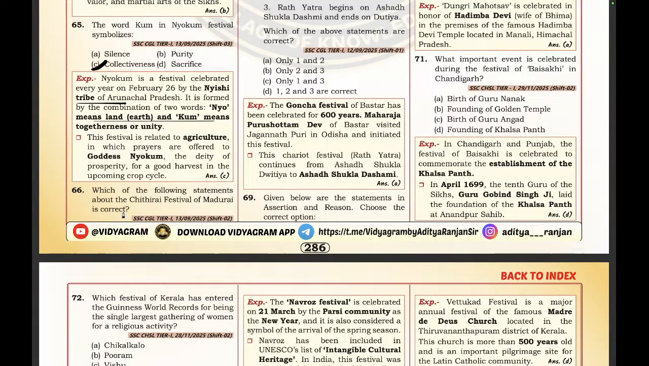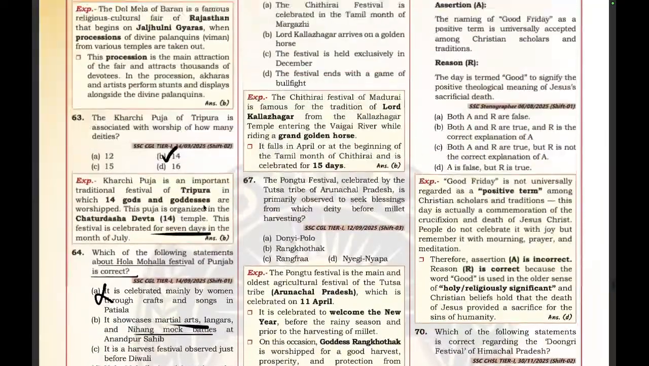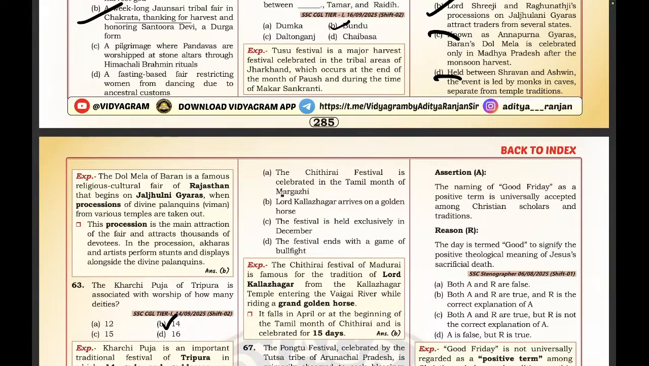Which of the following statements about the Chitrai festival of Madurai is correct? The Chitrai festival is celebrated in the month of Chitrai. Lord Kallazhagar arrives on a golden horse, from the Kallazhagar temple, entering the Vaigai river riding a golden horse. It falls in April, the beginning of the Tamil month Chitrai, and is celebrated for 15 days. Chitrai festival. Okay.